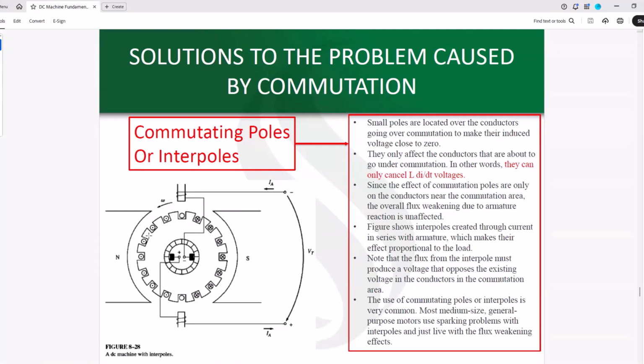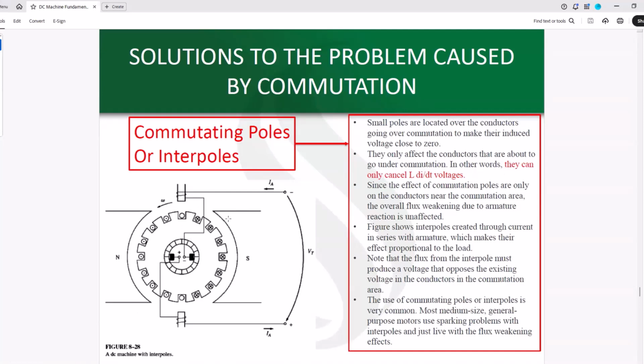This method is used only in the area that is associated with the commutation. You can see that commutation happens on the neutral plane. The magnetic field associated with these windings would work mostly for the conductors that are passing around your neutral plane area while rotating. It will not affect any of the windings that are far away from the neutral plane. So they only affect the conductors that are about to go under commutation. In other words, they can only cancel the L.di over dt voltages.